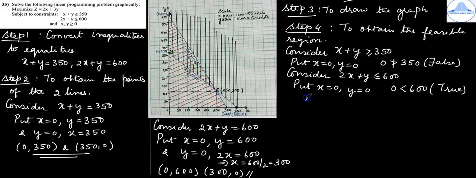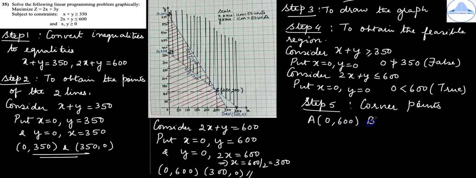So now we move on to step 5. So what is step 5? Step 5 is to write the corner points of the feasible region. If you observe carefully, the corner points of the feasible region are A. A is 0, 600. Next we have to find out B. So B, if you observe carefully, it is 0, 350.